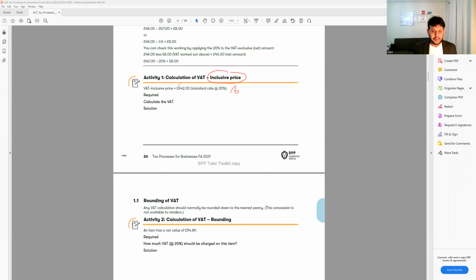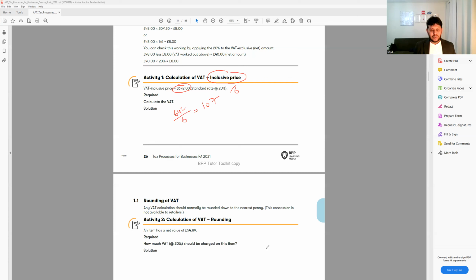So they said the VAT inclusive price is 642. Required: calculate the VAT. Solution here: how much is the VAT? Very simple. 642 divided by 6 will tell us how much the VAT is here, and that is 107. So 642 divided by 6 is 107. So if the VAT is inclusive, always divide by 6.